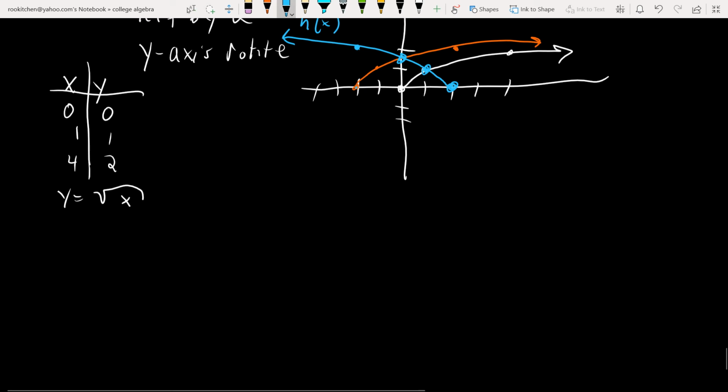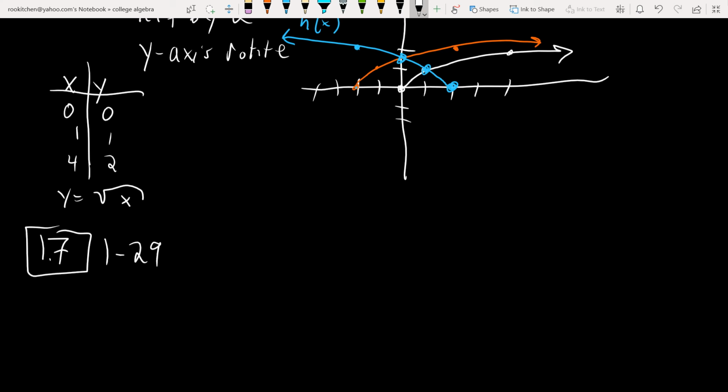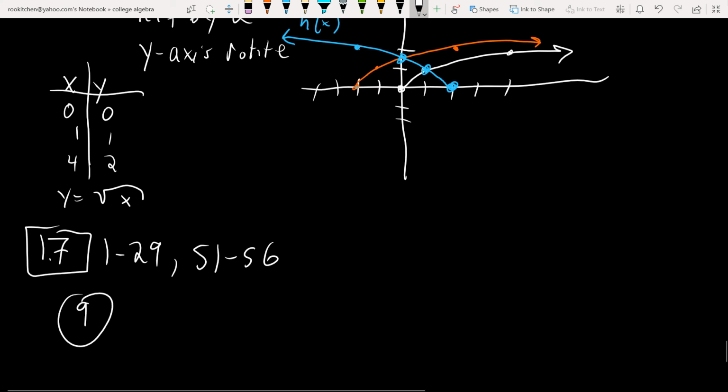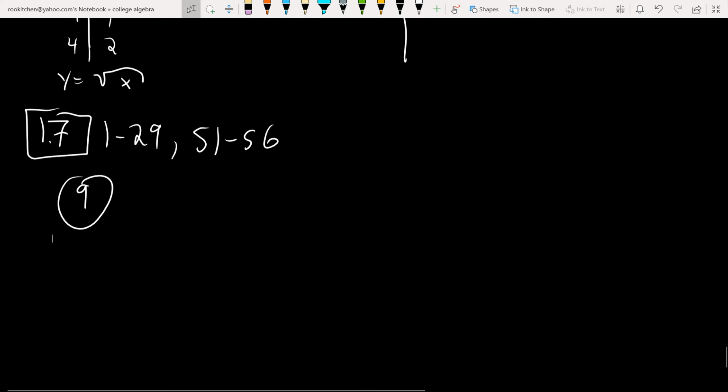Let's move on now. So now we're looking at combinations of functions and composing functions and domain issues. So I'll be looking at problems like 1 to 29 and then 51 to 56. So number 9, we're just determining the domain of this given function.